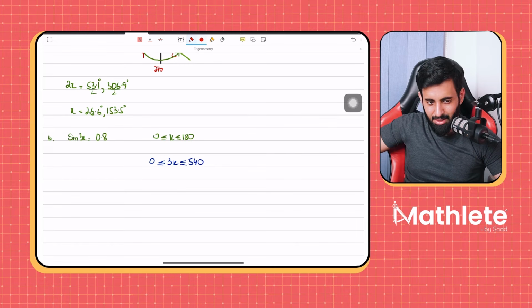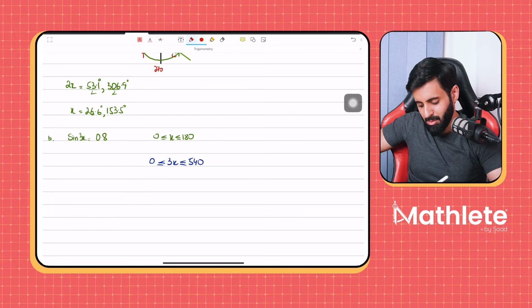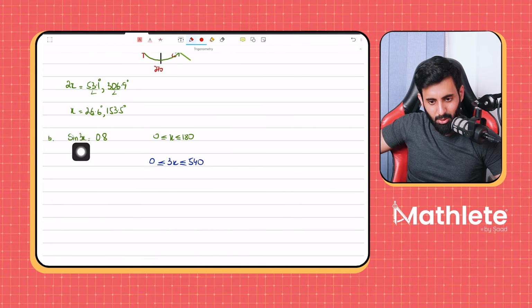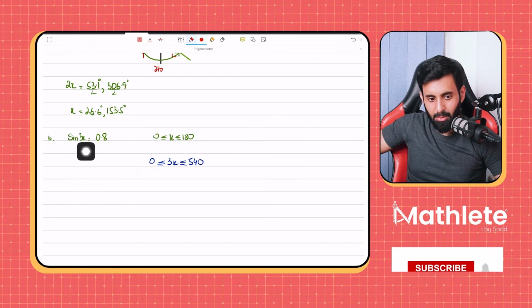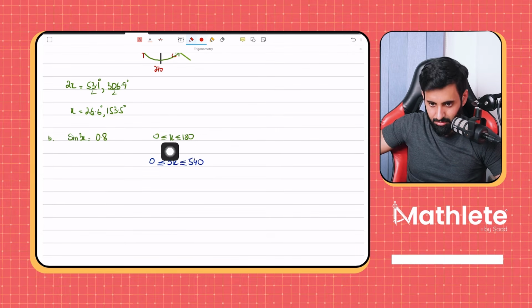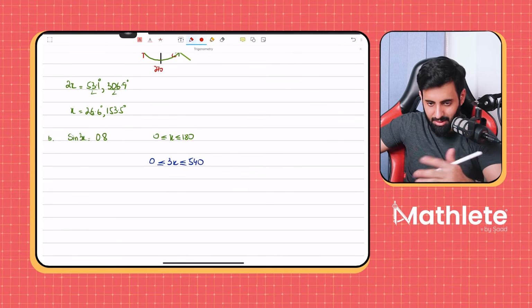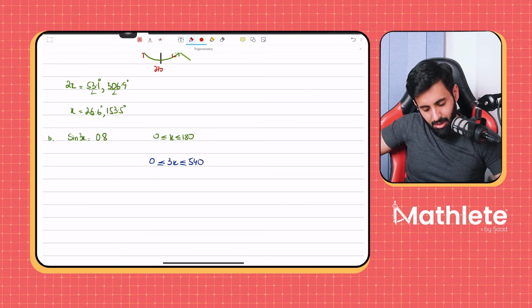3 cycles, not necessarily 3 cycles. Remember I said there is no correlation between the coefficient of x and the number of cycles. You will get 3 cycles if the range was from 0 to 180. Let me solve this question first, then we'll settle the debate of how many cycles. Otherwise, we'll just end up going on a completely different tangent.